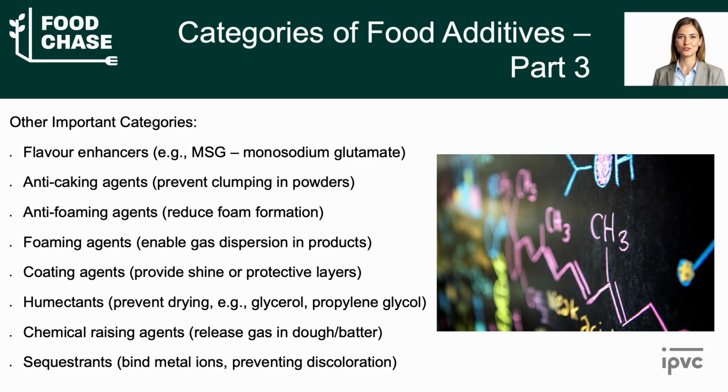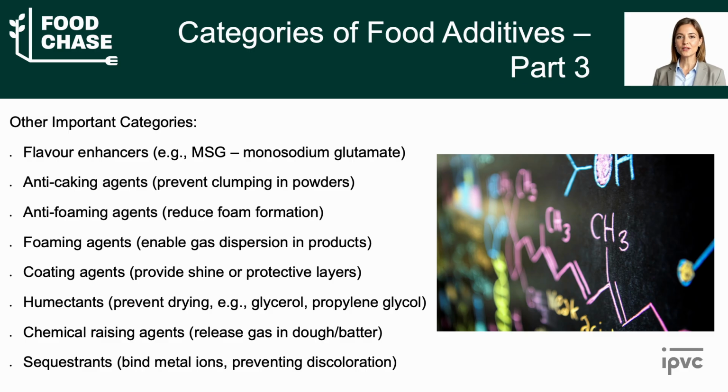We have additional categories that address specific processing challenges. Flavor enhancers intensify the natural taste and aroma of foods. Monosodium glutamate, or MSG, is the most famous, though there's ongoing discussion about its use. Anti-caking agents are crucial in powdered products like salt or spices. They prevent the particles from clumping together, especially in humid environments.